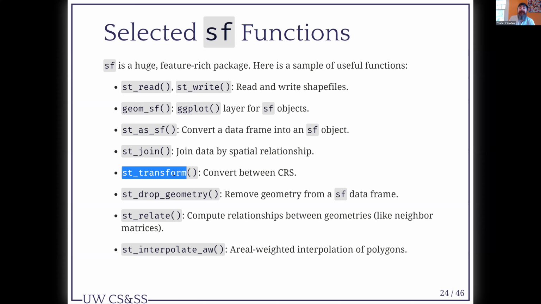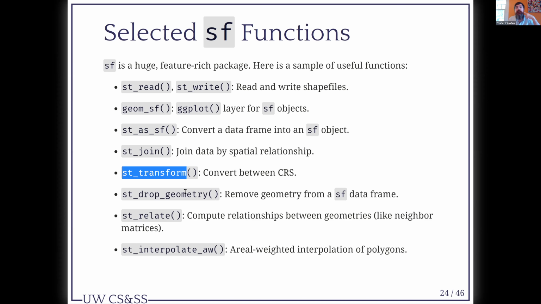ST transform is used to convert between different coordinate reference systems. So maybe you have one data frame that's in WGS84, in latitudes and longitudes, and you have another data frame that's in something like Washington North. To do a join between them, they need to be in the same CRS. You could use ST transform to convert it from its existing CRS to another one. This just works by piping your data into it and giving it an EPSG code number. So you could pipe in some data in one CRS and just say ST transform 4326, and it would convert it to WGS84.